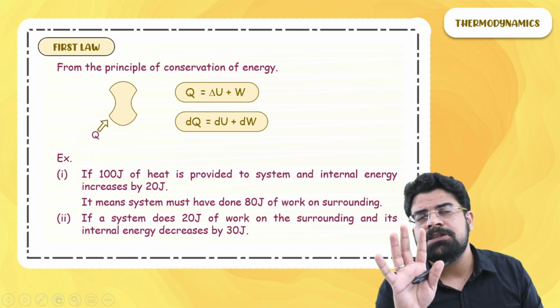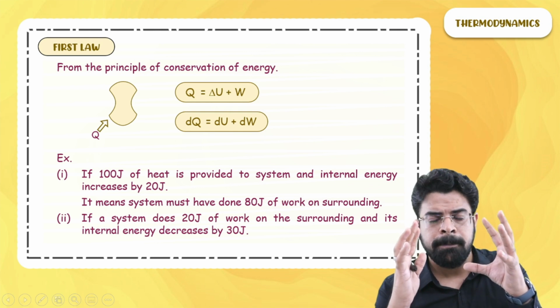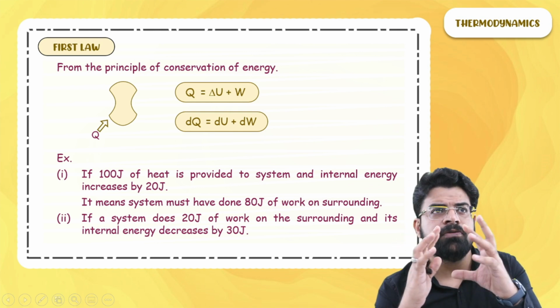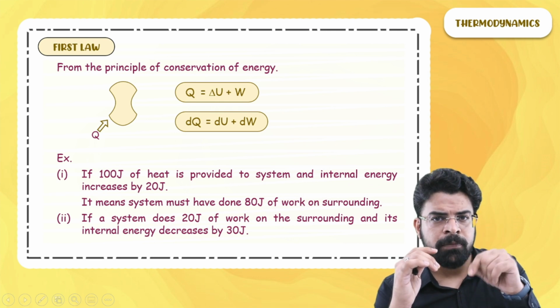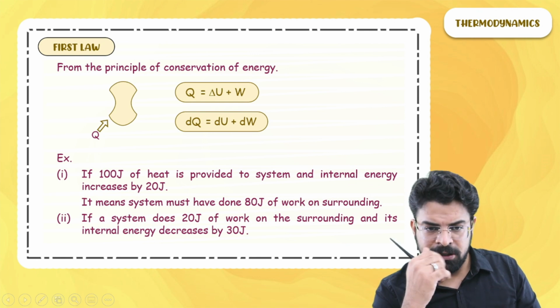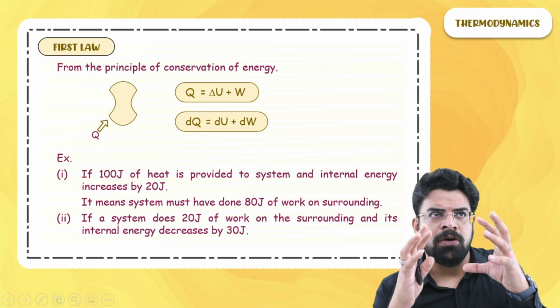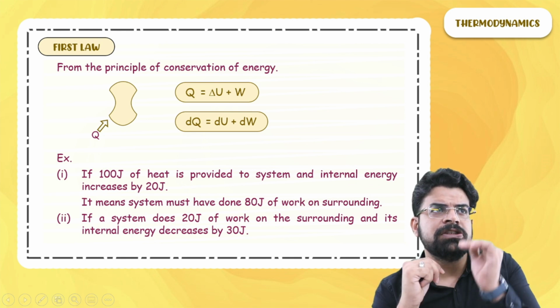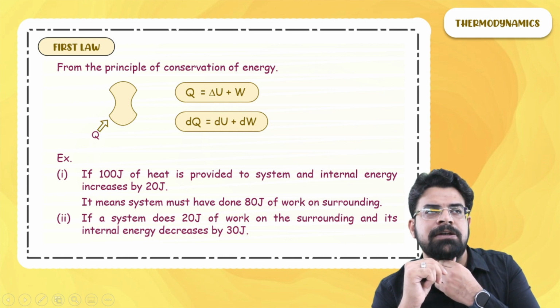So there is a system, it has done 20 joule of work on the surrounding. Because of doing 20 joule of work, the internal energy should decrease by 20. But in the question they are saying internal energy decreases by 30. So the gas is doing 20 joule of work on surrounding and its internal energy decreases by 30. What can I say about heat?